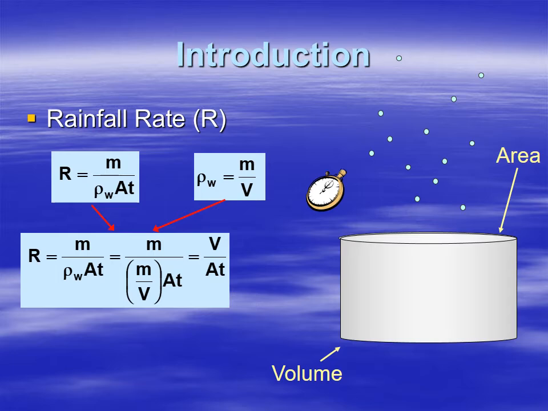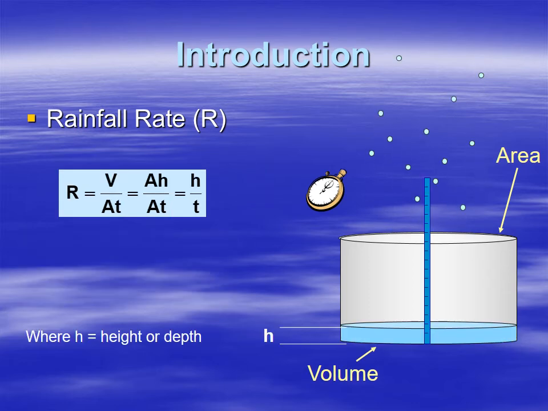If we take the equation for the density of water, which is mass divided by volume, and the rainfall rate, which is the mass divided by the density of water divided by the area divided by time, and combine those two, putting m over v in for density in the rainfall rate equation, you can see that the masses cancel out. You've got a volume that comes up top and you've got area on the bottom. So volume divided by area divided by time.